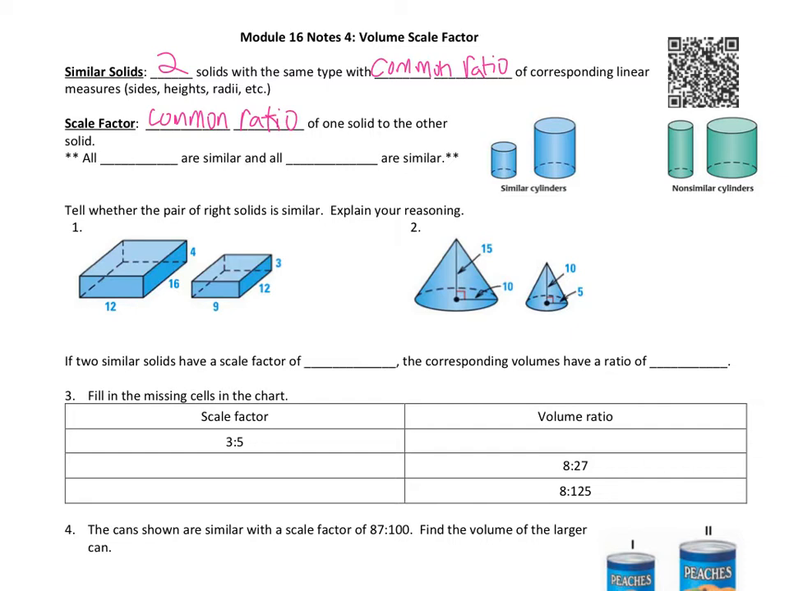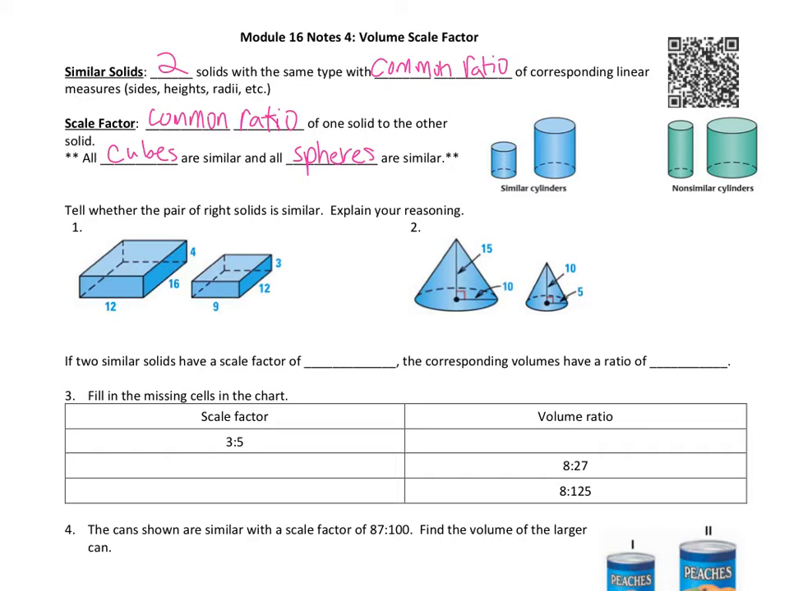When we are looking at certain shapes, we know that all cubes are going to be similar to each other because all the sides are the same to begin with, and all spheres are going to be similar because the only piece that we can compare is the radius, and since there's only one measure we're comparing, of course they're all going to be the same ratio.